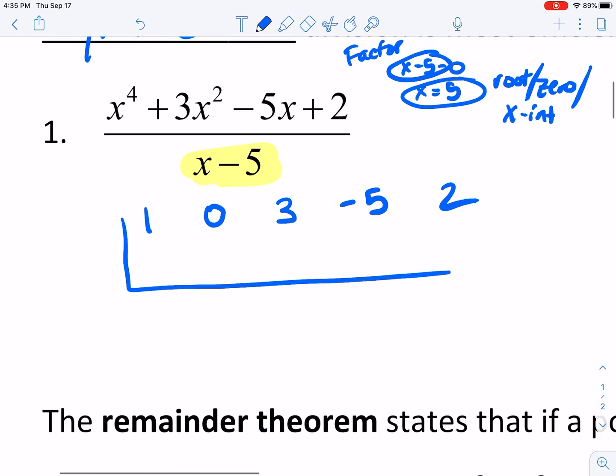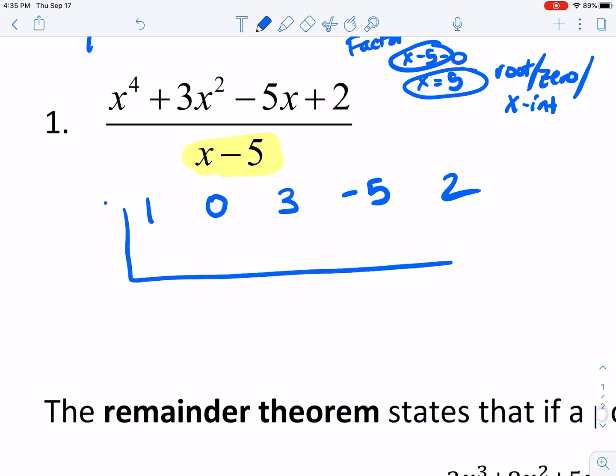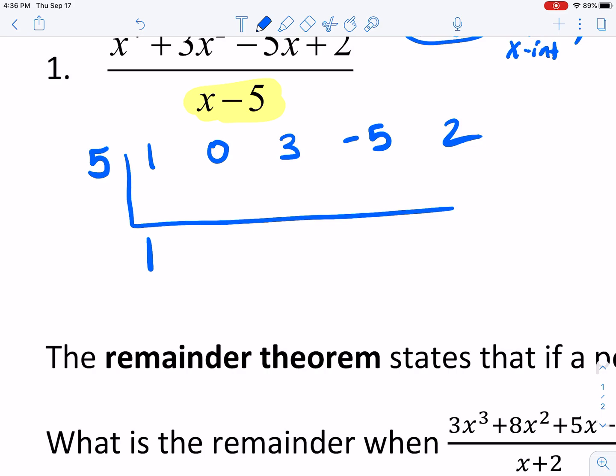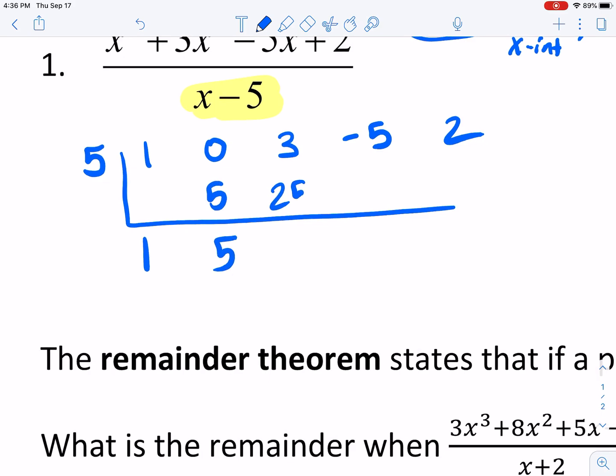That being said, we're going to take the root or the 0 and put this on the outside, and then just a reminder, we bring down the 1, multiply that times 5, add them up. That gives us 5 times 5 is 25. This is going to get gross. 140, this becomes 135.